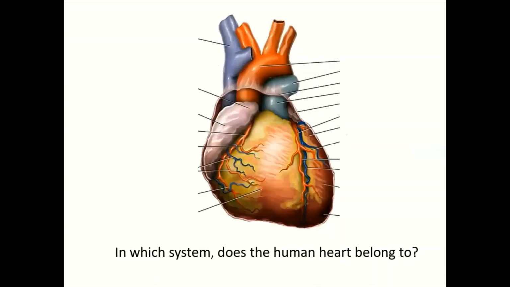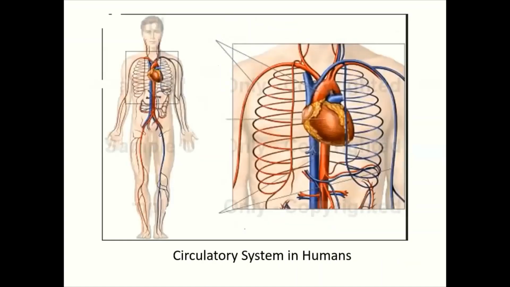Today, we are going to study the structure of the human heart. In which system does the human heart belong? Yes, you are correct. The human heart belongs to the circulatory system. And here is the circulatory system in humans. And this is the heart, which is the main organ of the circulatory system, together with the blood vessels that carry the blood.